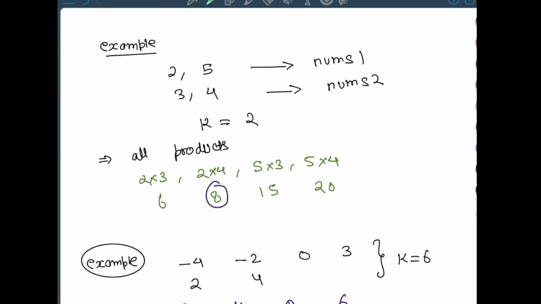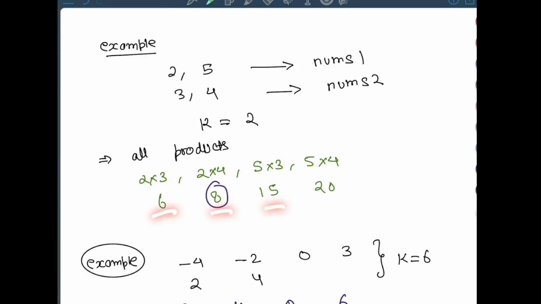You can take any element from nums1, another element from nums2, multiply it and get a product. So the indexes are 0 and 1 in both the arrays. I can say 0, 0, the index 0 in nums1, the index 0 in nums2, 2 multiplied by 3 is 6. Then I can say index 0 from nums1, index 1 from nums2, 2 multiplied by 4 is 8. And similarly, I can say 5 multiplied by 3 and 5 multiplied by 4. It's basically multiply all the elements of nums1 to all the elements of nums2 one by one, get all the products. So 2 multiplied by 3, 2 multiplied by 4, 5 by 3, 5 by 4.